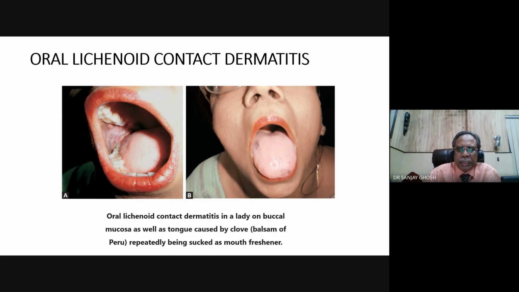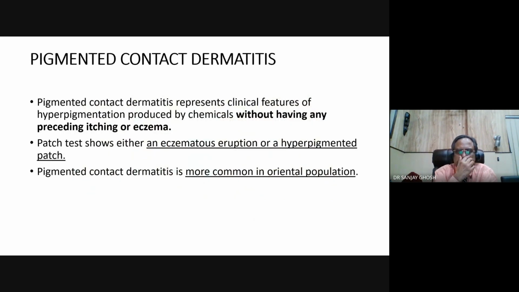So you can see, after removal, many patients are very refractory to treatment. But if we get positive patch tests to balsam of Peru, garam masala and others, these should be avoided in the food. Many patients improve by avoiding such foods.